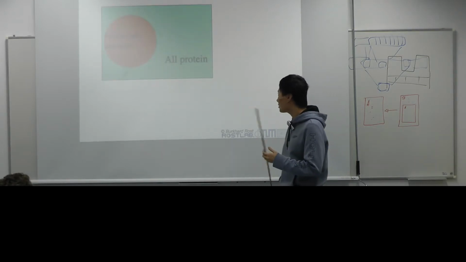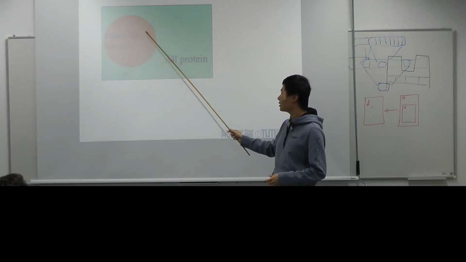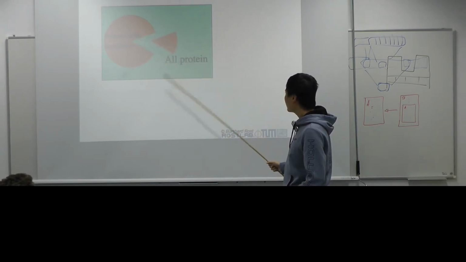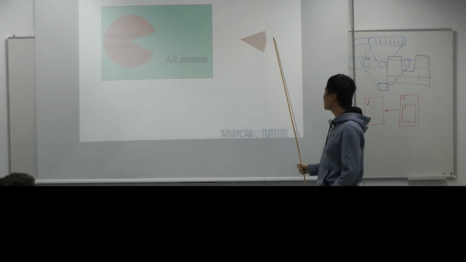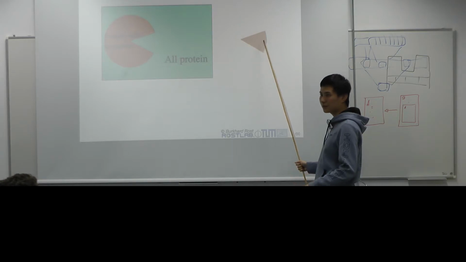And this is how I did it. First you have the orange pie, all the proteins with experimental annotation, for example, DNA binding. Then I take a non-redundant part from it, which means all the protein sequences in this part do not have similar sequences to each other.